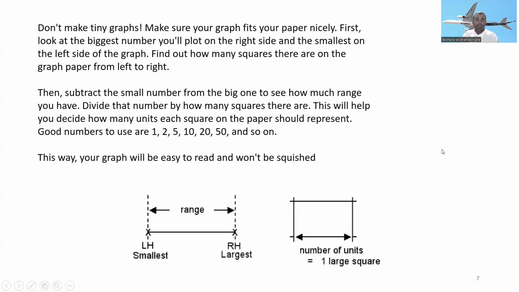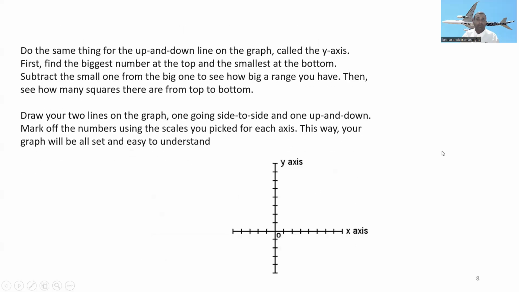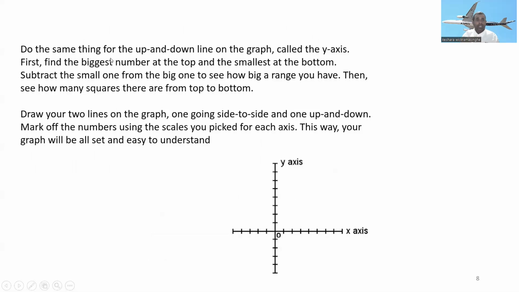Now do the same thing for the up and down line on the graph, the y-axis. First find the biggest number and put it at the top, and the smallest at the bottom. Subtract the small one from the big one to see how big the range is. Then see how many squares there are from top to bottom.